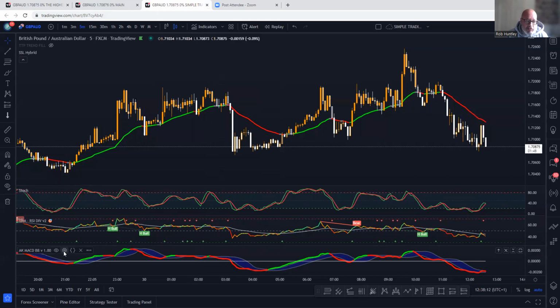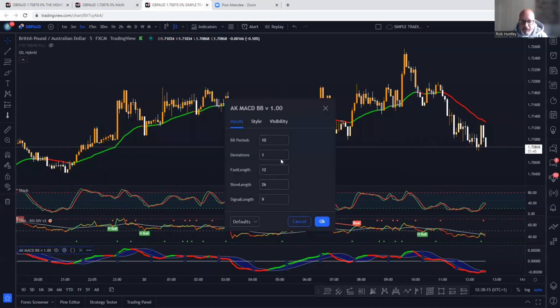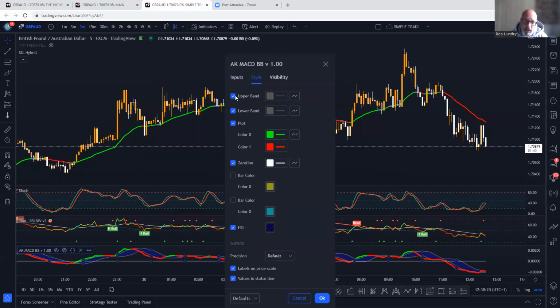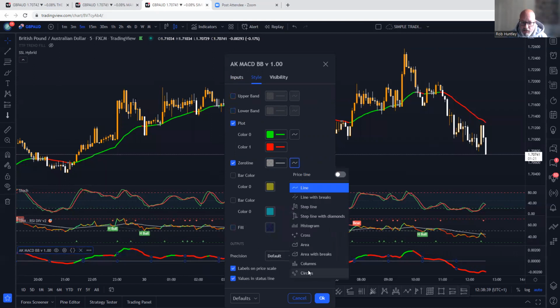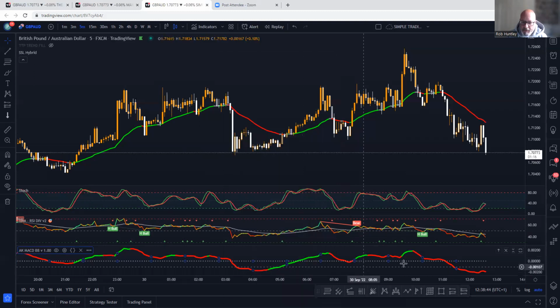So all you need to do is just jump onto the settings, leave the defaults as they are, 12, 26 and 9, but I take off the upper band, the lower band, leave the plot in place, I'll leave the zero line in place, and I'll take off the fill, and the zero line I just reduce in opacity to about 50%, and I turn that into circles just so it's a dotted line rather than just a solid function there.